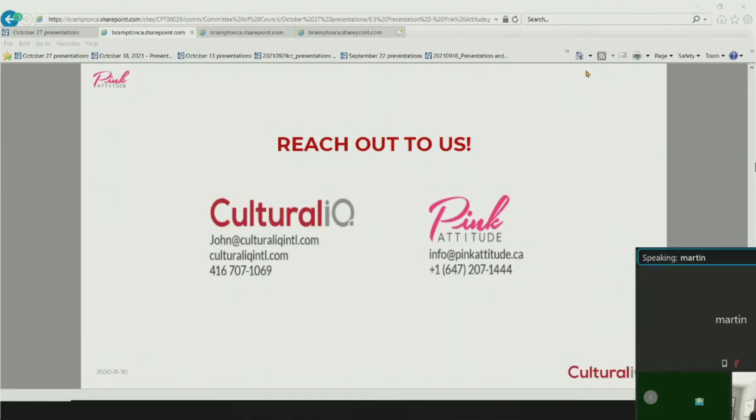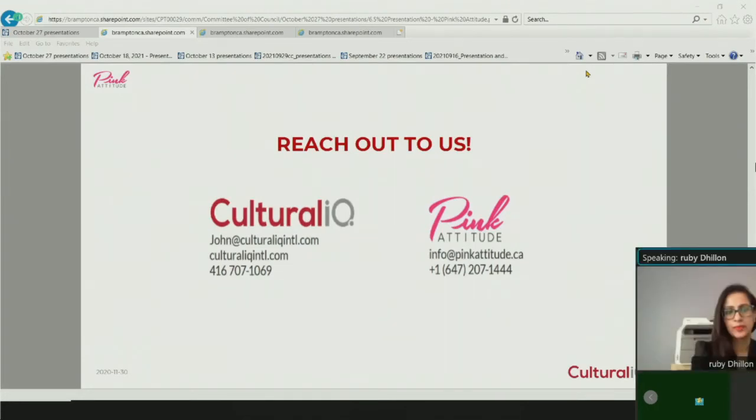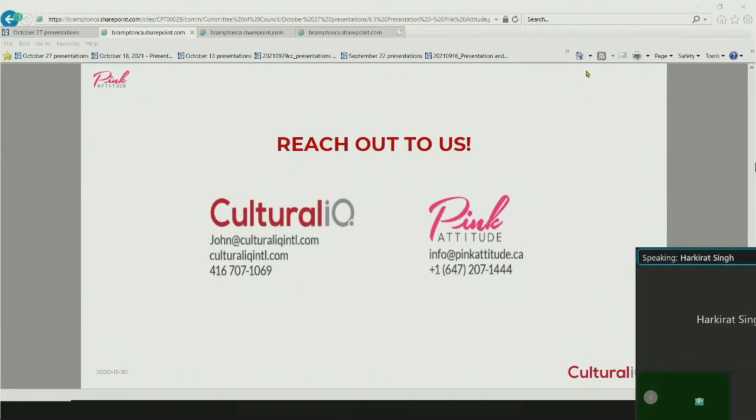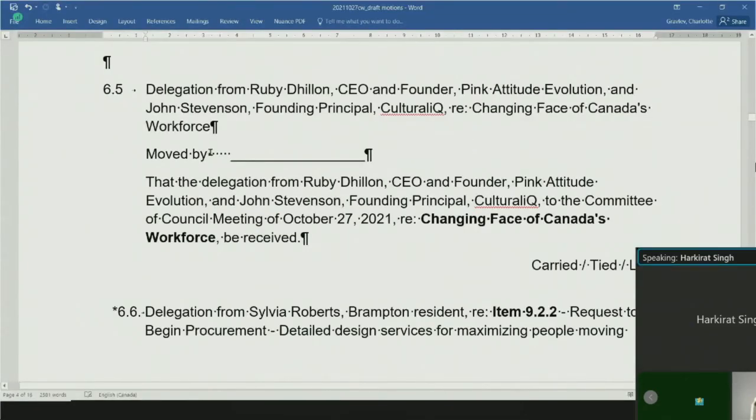Thank you. I have a motion by Councillor Medeiros to receive the delegation. Is anyone opposed? Hearing and seeing none, the motion carries. Thank you for coming to delegate on this very important issue.